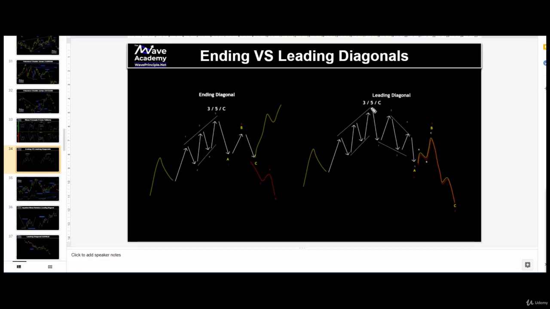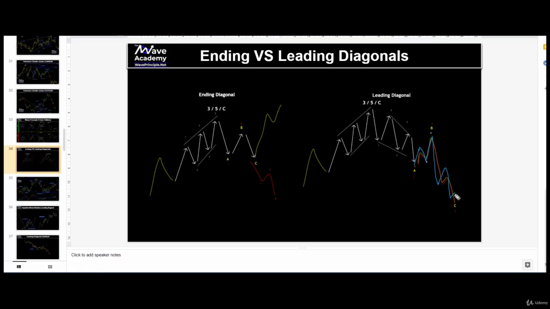As you can see here, it's similar to the ending diagonal, but it has 5 movements: 1, 2, 3, 4, 5, and it usually ends beyond 3 and looks pretty sharp, more diagonal than the ending, and faster also. The ending diagonal is slow, a little bit lateral, and it has divergence in the indicator. The leading diagonal is fast, but it always ends up with a corrective wave.